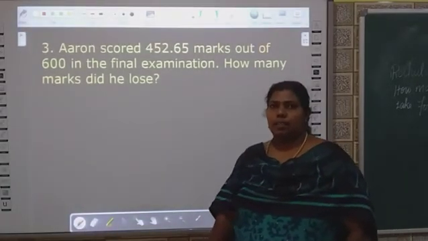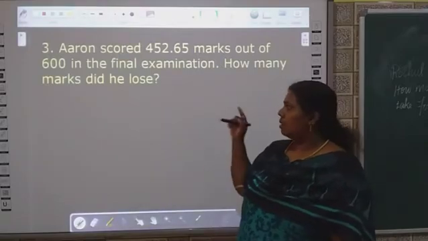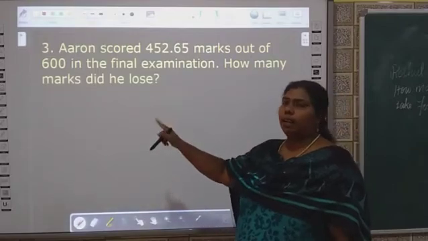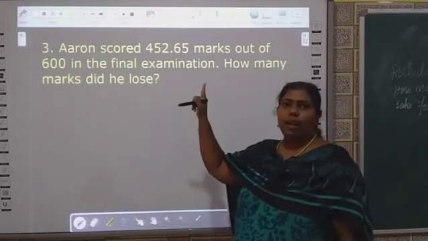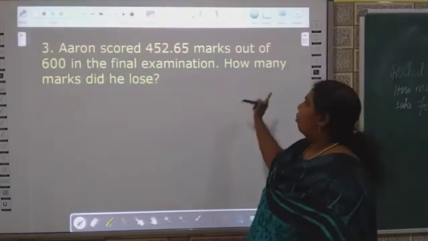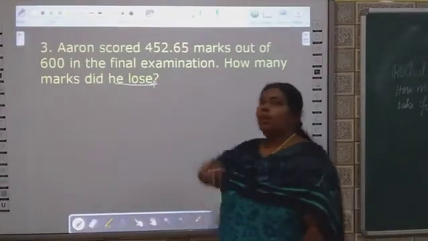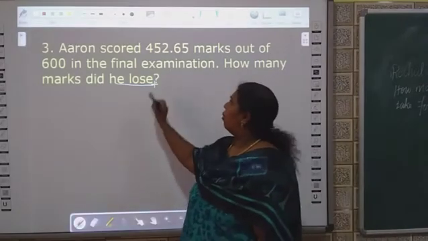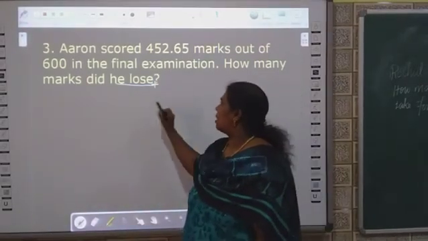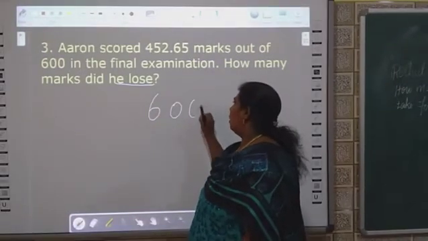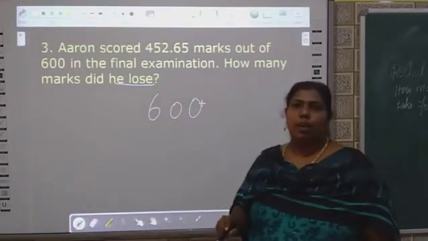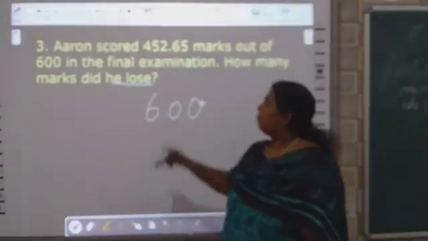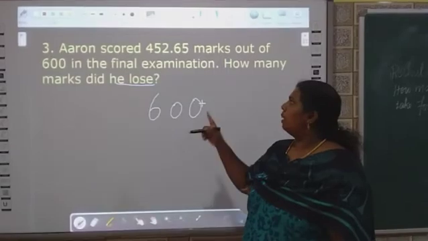Addition or subtraction? Yes, we have to use subtraction, because here the total mark is 600. Then how much did he get? 452. The question is, how many marks did he lose? Aaron scored 452. Total mark is 600. When we subtract, first we have to write the bigger value on top, isn't it? The largest value, 600. Then Aaron scored how much?